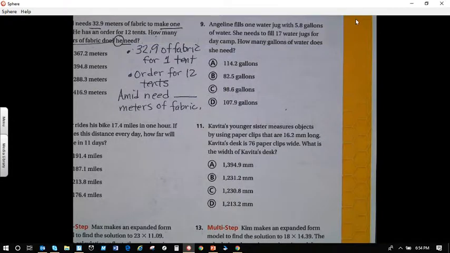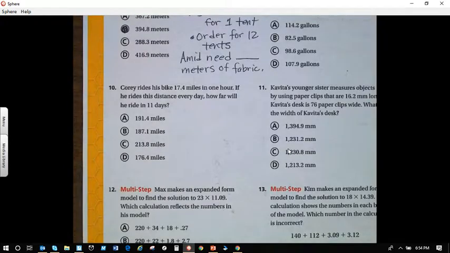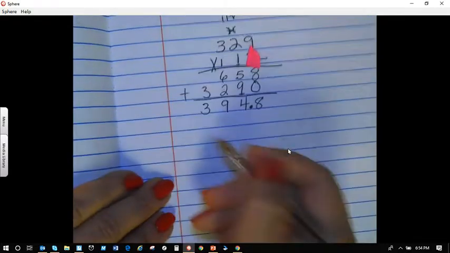Okay, so now let's take a look at, where are we at? There we go, at number 10. So Corey rides his bike 17 and 4/10 miles in 1 hour. If he rides this distance every day, how far will he ride in 11 days? Okay, so this one's going to be fairly easy.